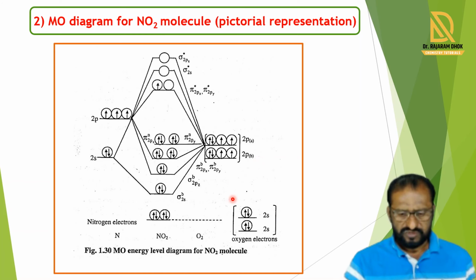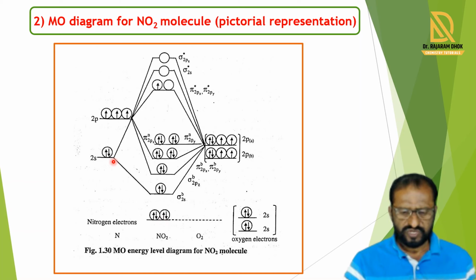Now here this 2s atomic orbital of oxygen is lower in energy as compared with the 2s atomic orbital of nitrogen, and because of that the energy difference is more, so the 2s of the nitrogen and 2s of the oxygen are not matching in energy, so the 2s atomic orbital of oxygen remains as non-bonding. So we show in this diagram these 2s atomic orbitals form the molecular orbitals, and those are non-bonding molecular orbitals.